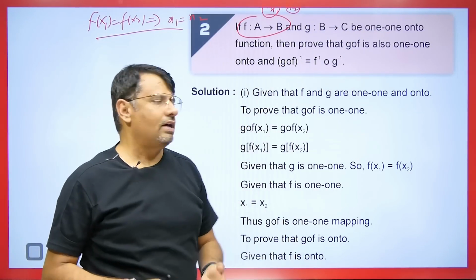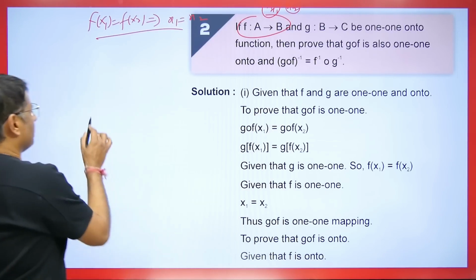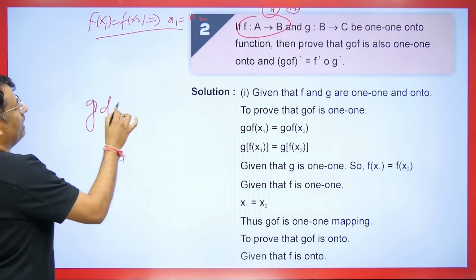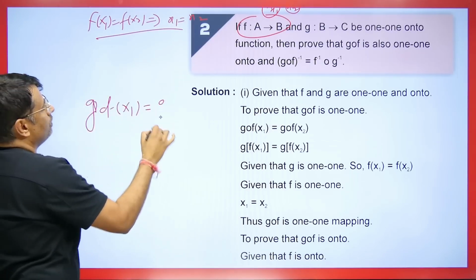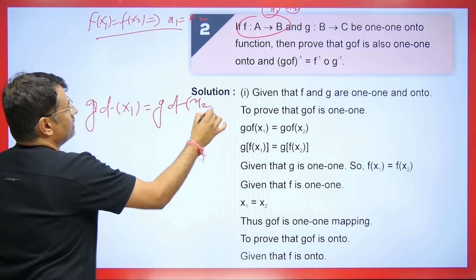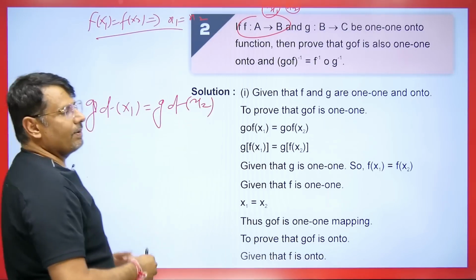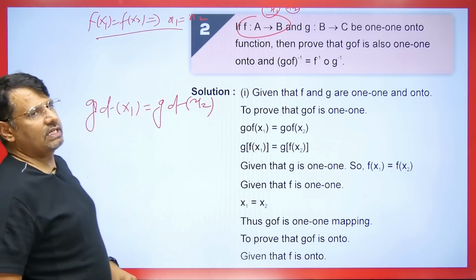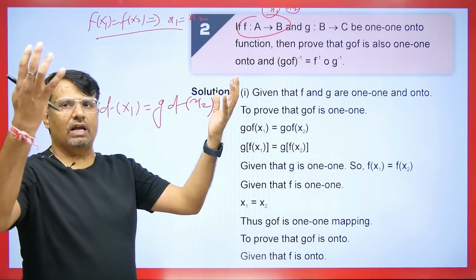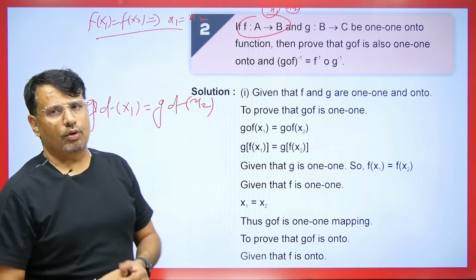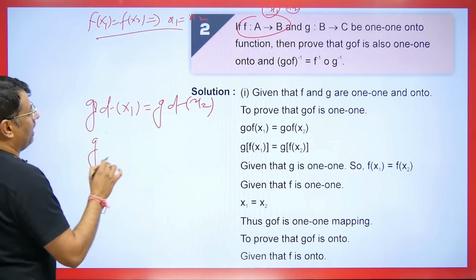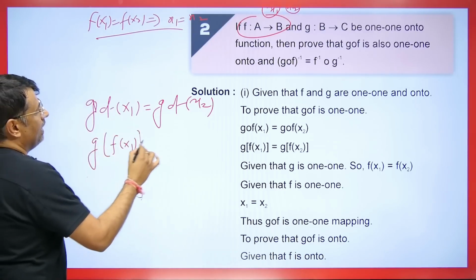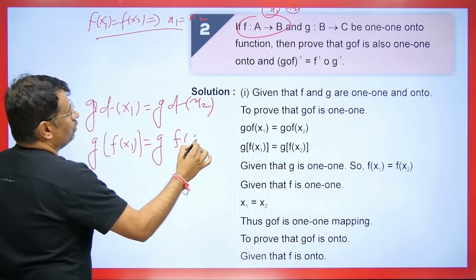To do this we will take x1 and x2. So listen now, what do we do here? Here I will take g of f of x1 is equal to g of f of x2. Is it right? And now if I prove here that x1 is equal to x2, then this g o f will become one-one. If the values of the functions are equal, then the points are also equal. So what we will do here is take g o f of x1, then similarly we will take g o f of x2.